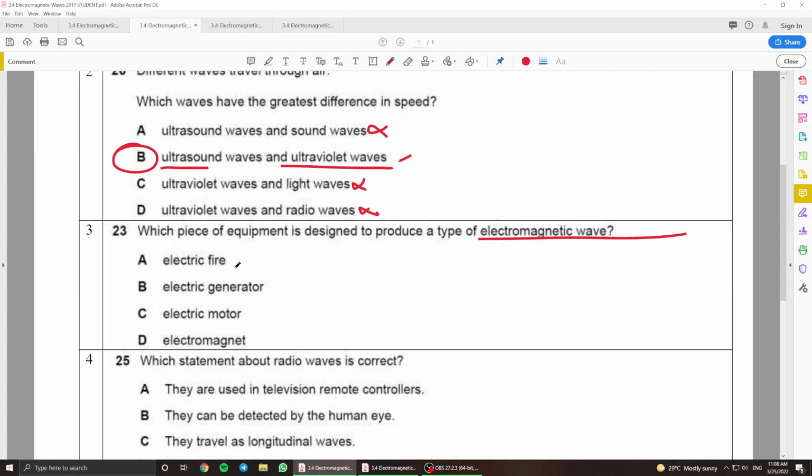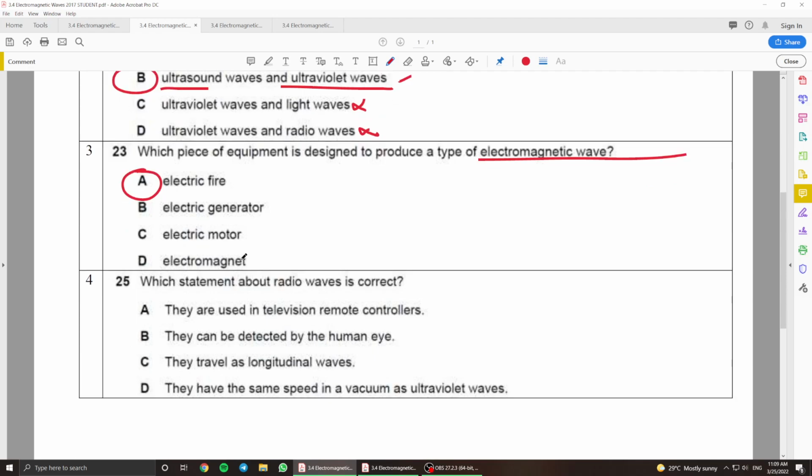Then which piece of equipment is designed to produce a type of electromagnetic wave? Electric fire, maybe. Electrical generator, not possible. Electric motor, not possible. Then electromagnet is not possible as well. So the electric fire will be able to generate electromagnetic waves, in the form of infrared radiation.